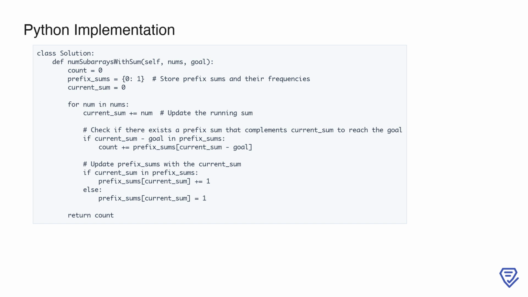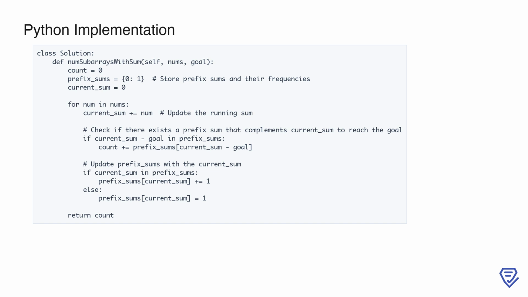Key insights. 1. Efficiency. The algorithm runs in O(n) time because we traverse the array once and perform constant time operations for each element, hashmap lookups and updates. 2. Space usage. The space complexity is O(n) in the worst case, where all prefix sums are distinct.